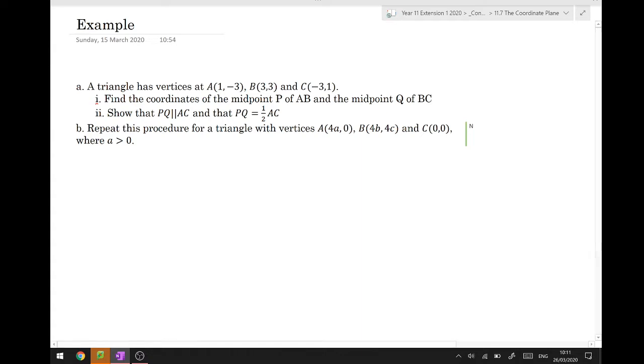thing with some letters. So, a triangle has vertices at A (1, -3), B (3, 3), and C (-3, 1). Find the coordinates of the midpoint P of AB and the midpoint Q of BC. So first, what are we going to do? Now, if your answer was draw a picture, well done.